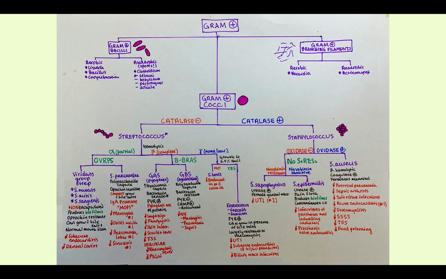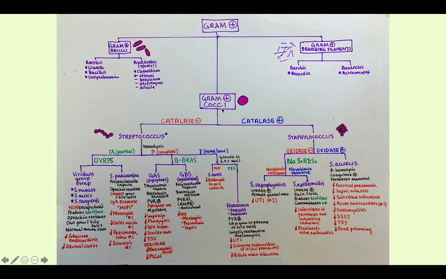This is our gram-positive algorithm here. I simplified this down just to detail out the gram-positive cocci, which is what we're talking about. Remember, as you're going through your algorithm, you're going to need to know this down cold because they may tell you a description of a bacteria and you'll need to know what it is, or vice versa. They'll give you a vignette. You know what the bacteria is, and you'll need to be able to describe whether it's catalase positive or negative, oxidase positive or negative, alpha, beta, gamma hemolytic, and so forth. So you'll need to know this cold.